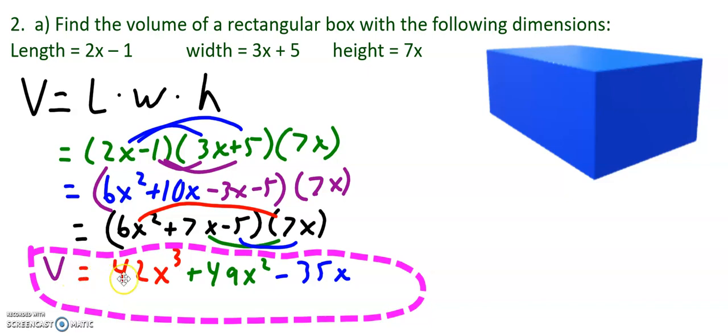Okay, so hopefully we came up with the volume is 42x to the third plus 49x squared minus 35x. How do we do that? Well, we already knew length times width times height is volume, so 2x minus 1 times 3x plus 5 times 7x. I chose to distribute the 2x minus 1 and the 3x plus 5 first. So remember the 7x just kind of hangs out. And I get 6x squared plus 10x minus 3x minus 5, combined like terms, so 6x squared plus 7x minus 5. And then now I distribute each term to the 7x. That's how I end up with 42x to the third plus 49x squared minus 35x.